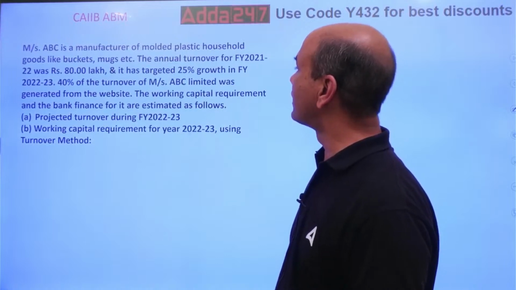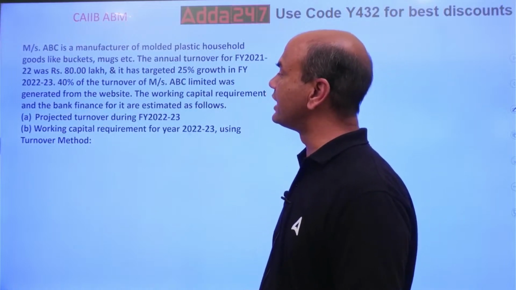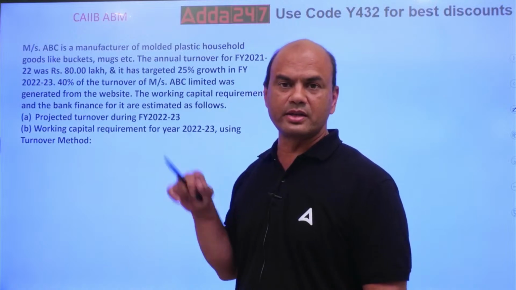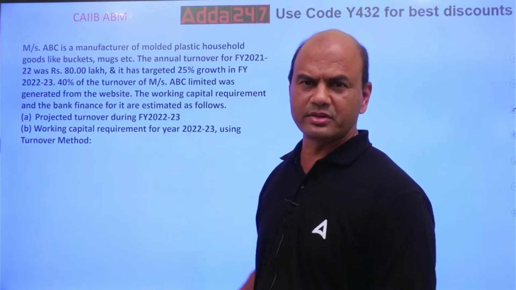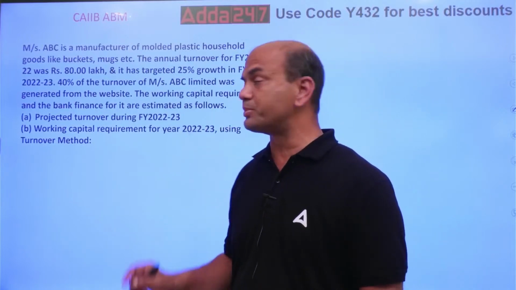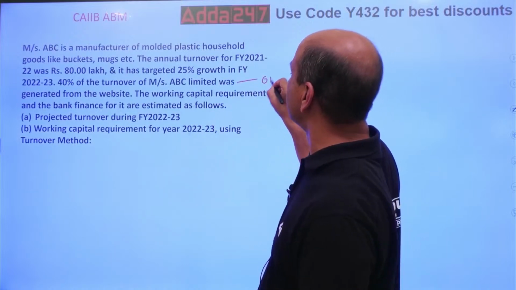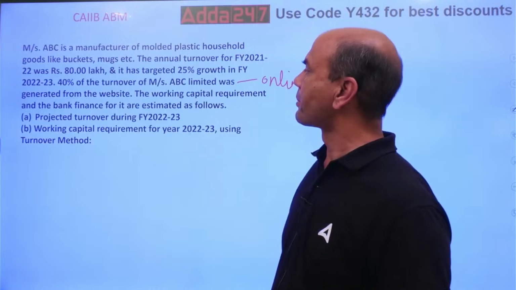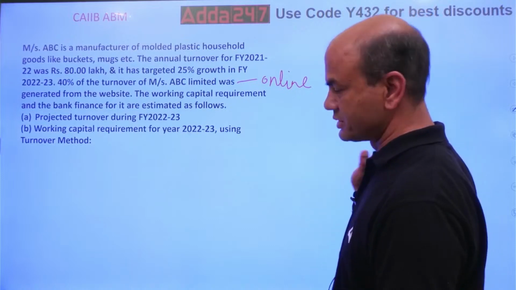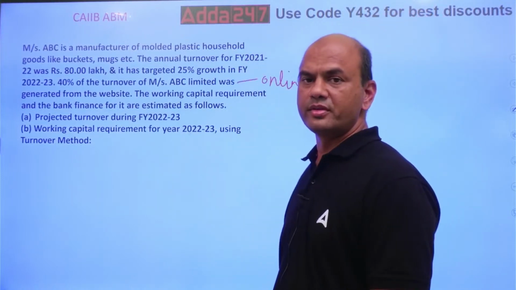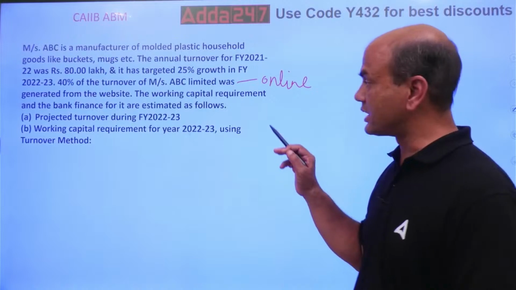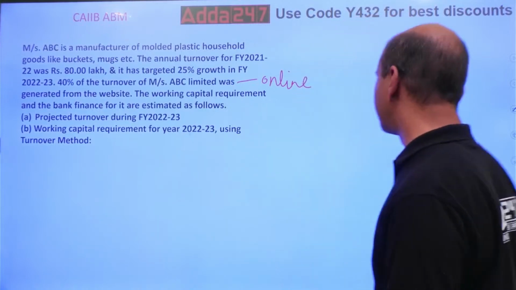The annual turnover for FY 2021-22 was 80 lakhs, and it has targeted 25% growth in FY 22-23. So next year it has targeted 25% growth. 40% of the turnover of ABC is generated from the website. So this payment is online. The working capital requirement and the bank finances for it are estimated as follows. So now this is your question. You need to first find out the projected turnover, and second, the working capital requirement.